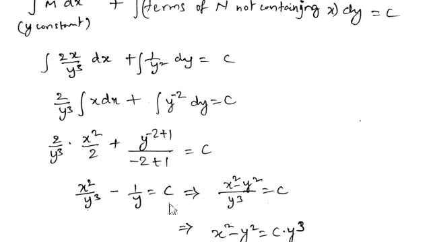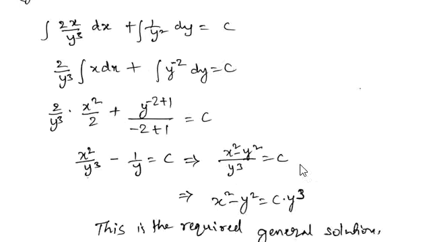When you simplify further, taking y^3 as the LCM, you get x^2 - y^2, since y into y^2 is y^3, so we get y^2 here. When you send this y^3 to the right side, it is x^2 - y^2 = c y^3. So this is the required general solution for the given differential equation.